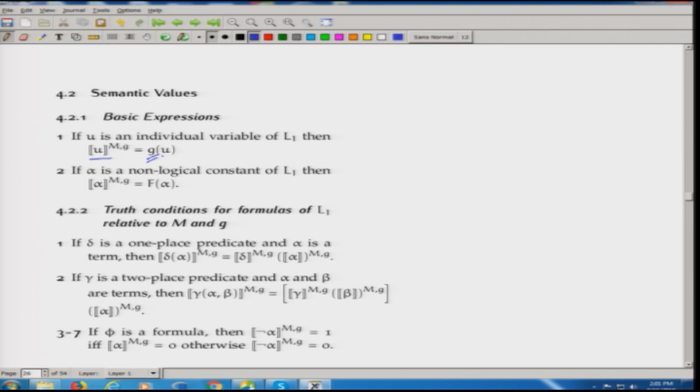If alpha is a non-logical constant of L1, then its meaning, its reference is given in our text. So, there is no problem. The index, that is m comma g, is very important. We will learn about it a little later, not now. So, truth conditions for formulas of L1 relative to m and g. Now we will see these.